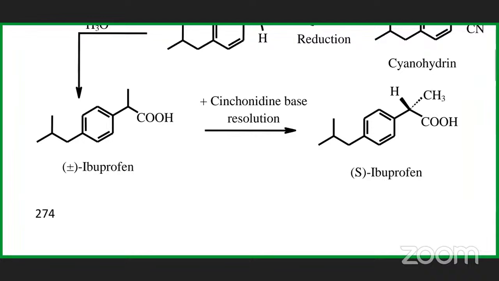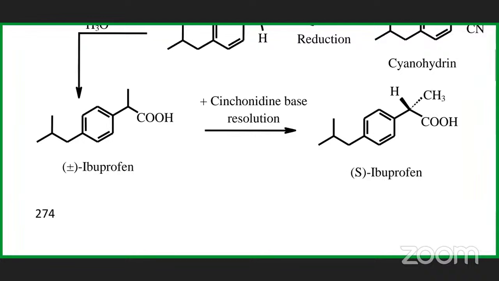Then you can see here there are two isomers. Among these two isomers, this cinchonidine base attaches with one isomer. It won't attach with both isomers here. If you take a normal base, it will be attached with both, meaning it will react with both.